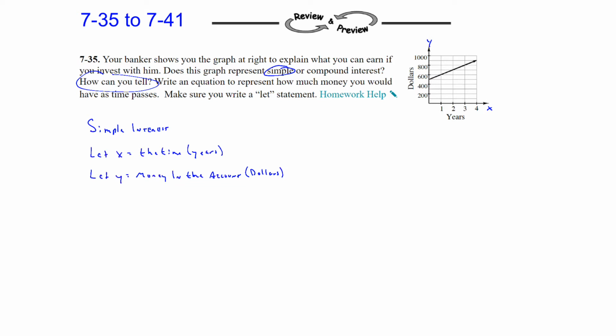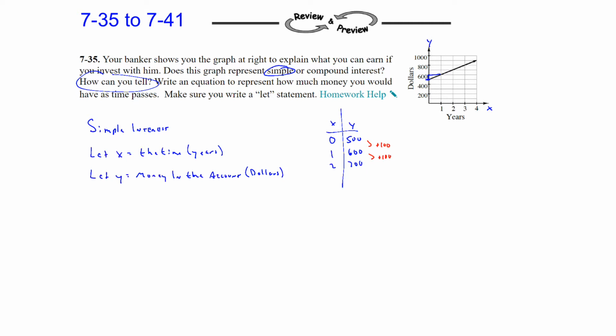Now write the equation to represent how much money you would have as time passes. If a table helps you see that, then create a table. At time 0, it looks like we're starting at $500, so that's right here. And then for every year, you're going up $100. So the next year, you're at $600. The next year, you're at $700. So you can see that you're increasing each year by $100. Alright, so you're only gaining that interest because it is simple interest on the original amount each year.